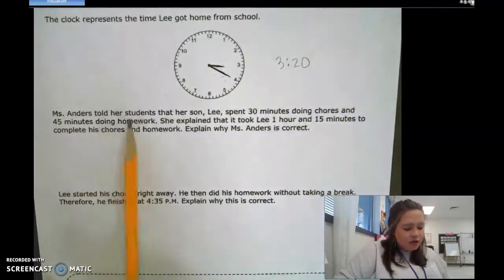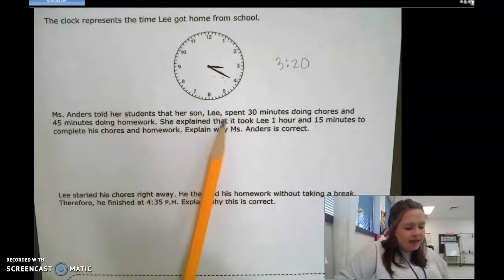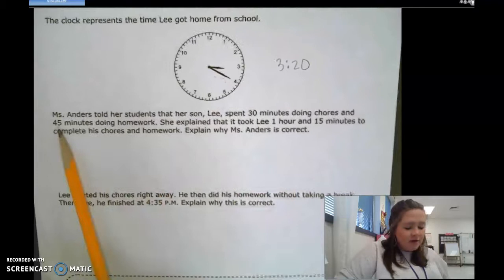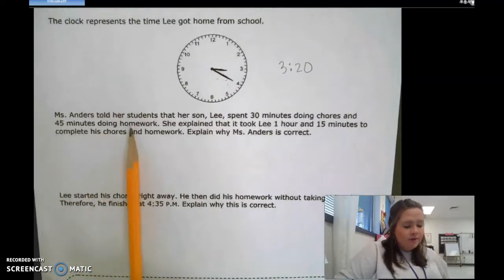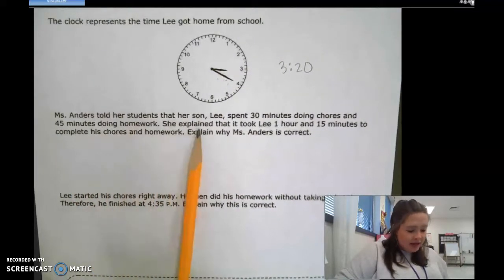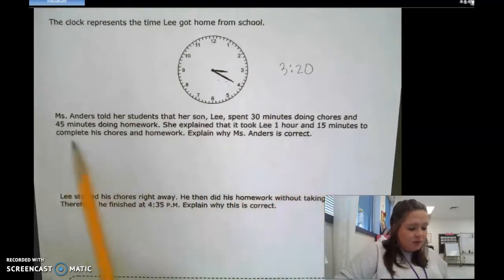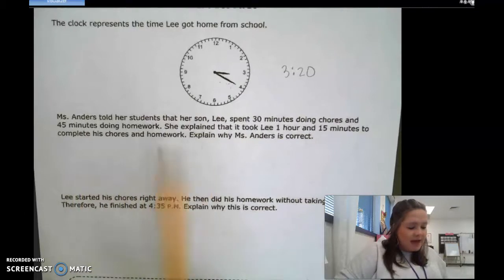Miss Anders told her students that her son Lee spent 30 minutes doing chores and 45 minutes doing homework. She explained that it took Lee 1 hour and 15 minutes to complete his chores and homework. Explain why Miss Anders is correct.